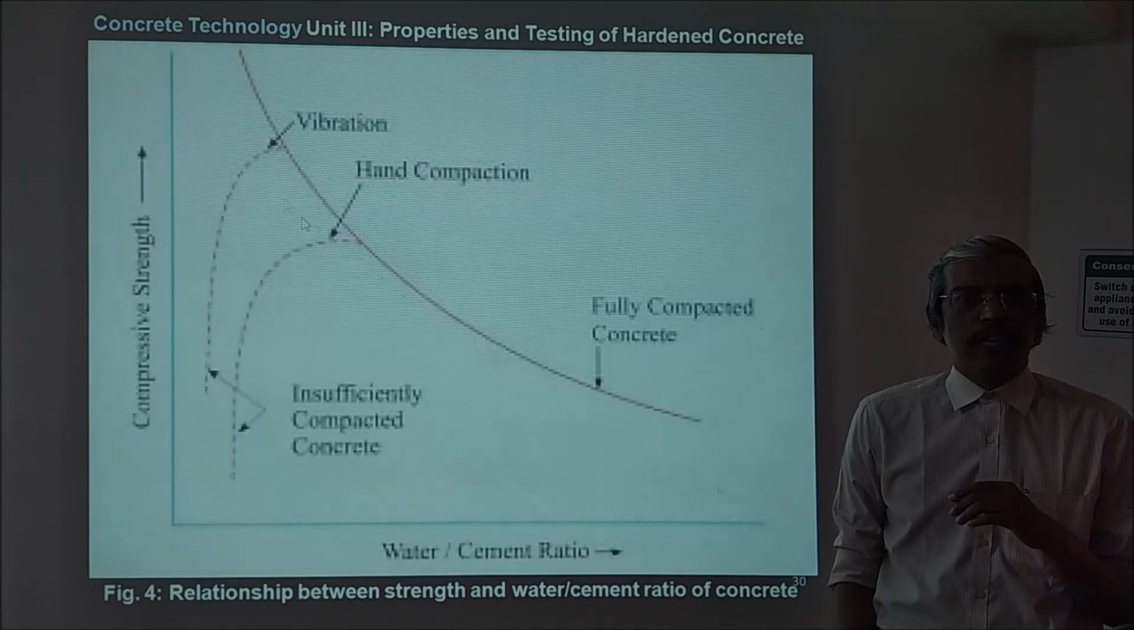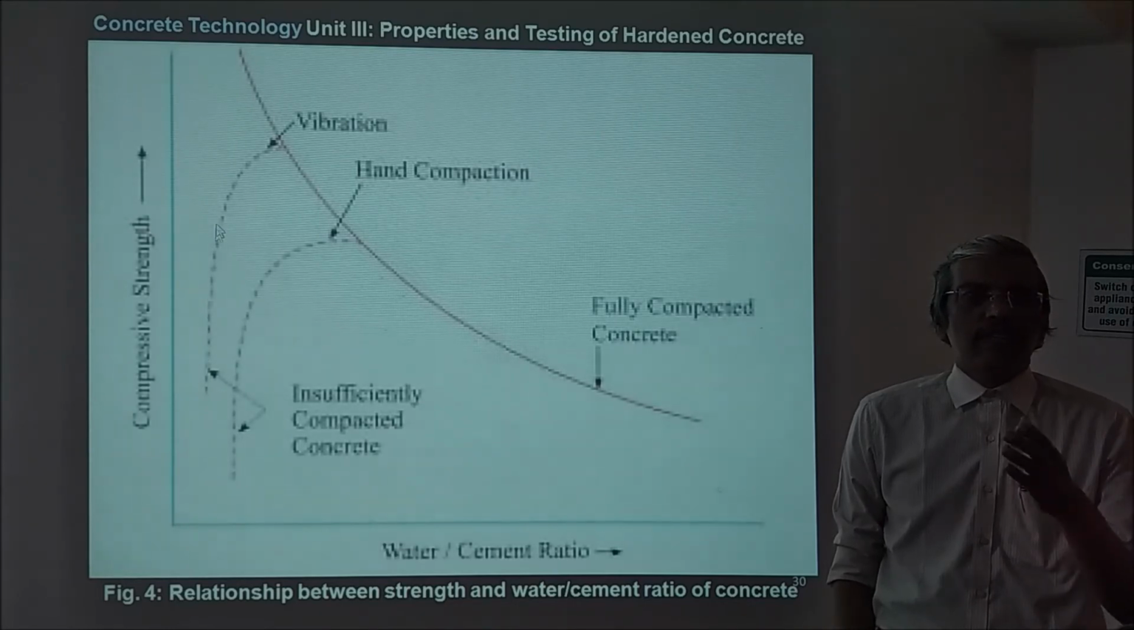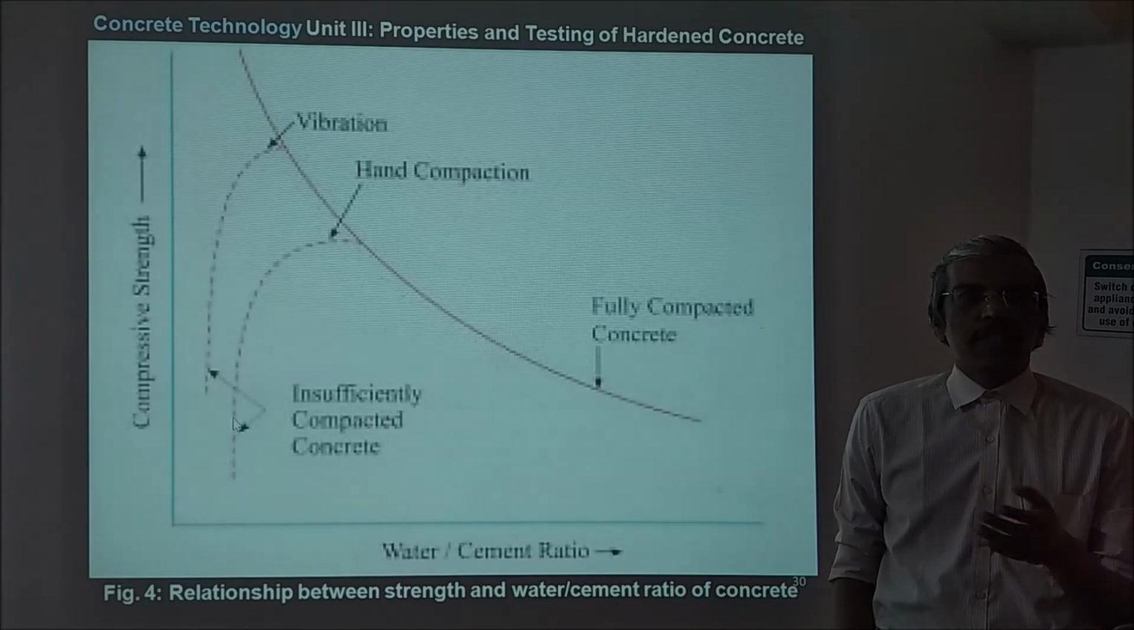So this dark line shows the fully compacted concrete, and this dotted line shows the insufficiently compacted concrete. This is by hand compaction and this is by the vibrations.